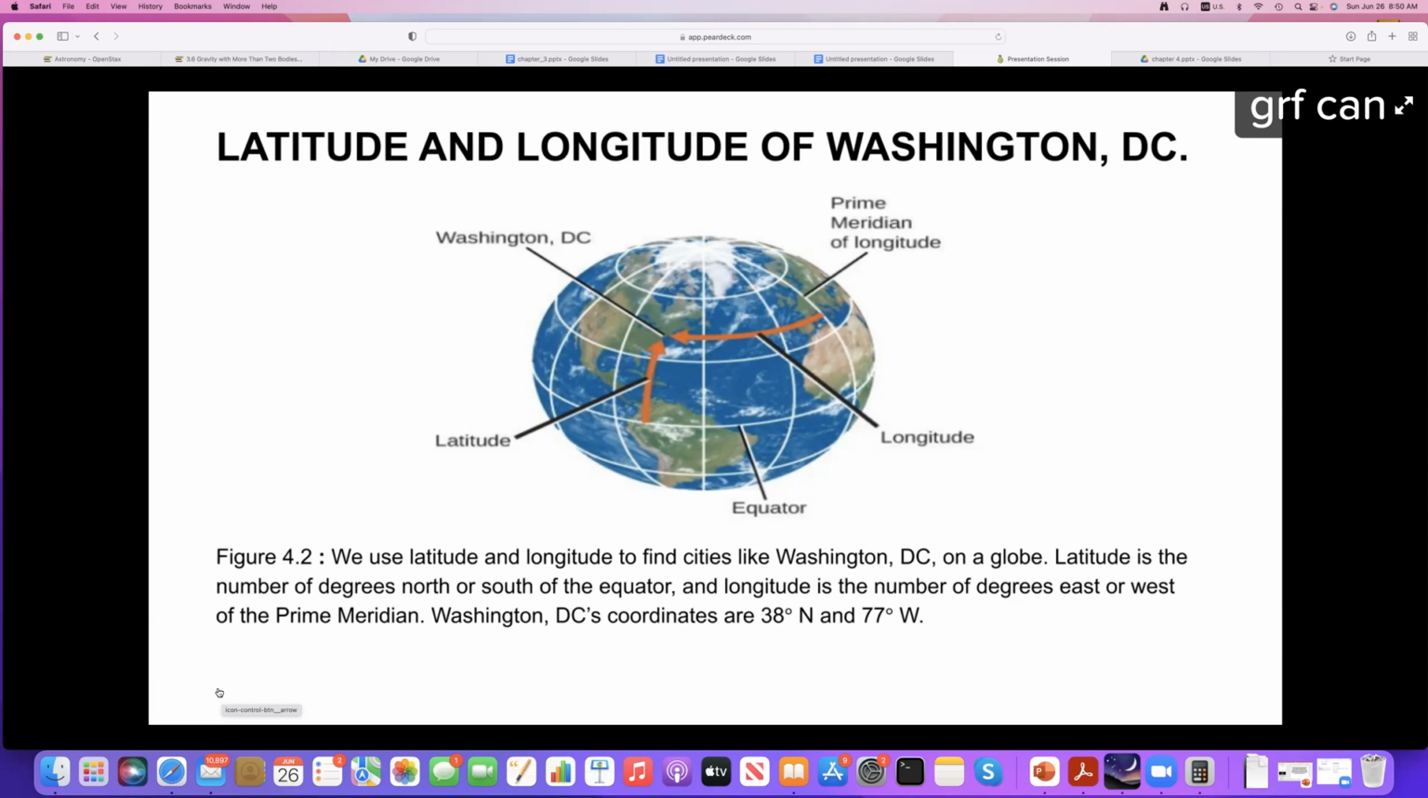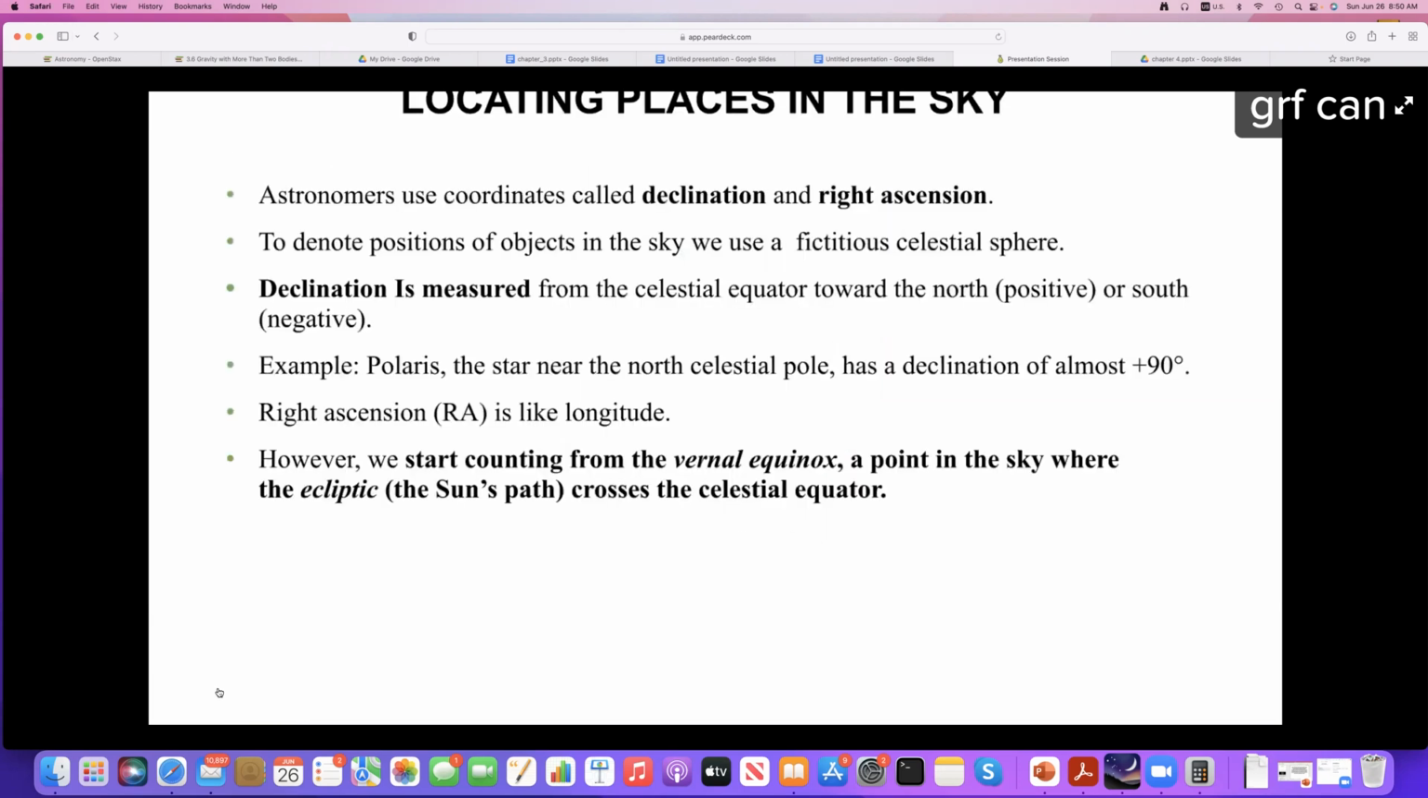And this is exactly what your Google Maps tells you, right? So this is basically how it tells it, right? Now that is about how to locate a place on the Earth. Now let's look at how to locate a place in the sky.